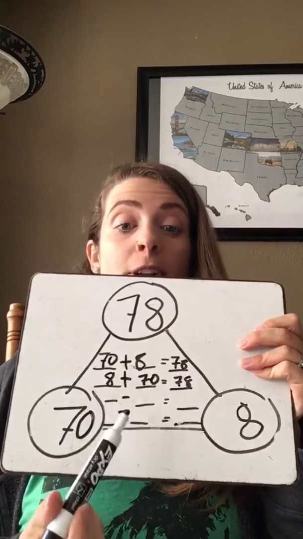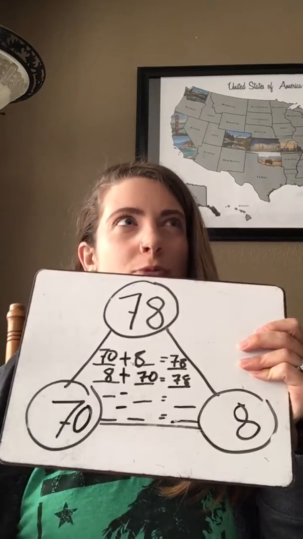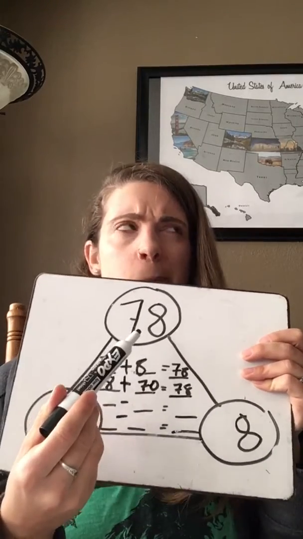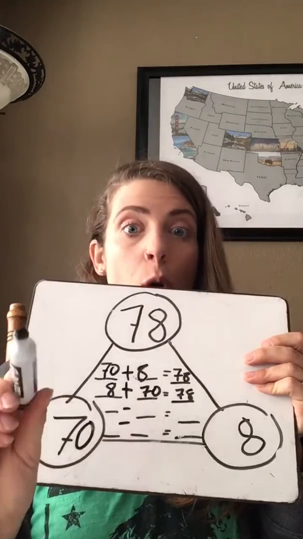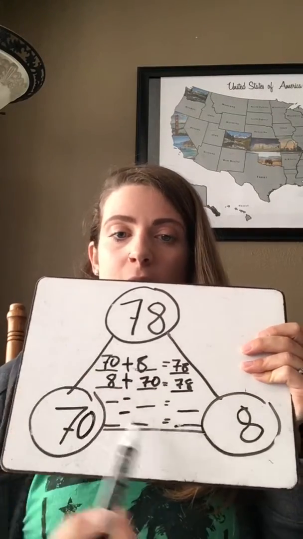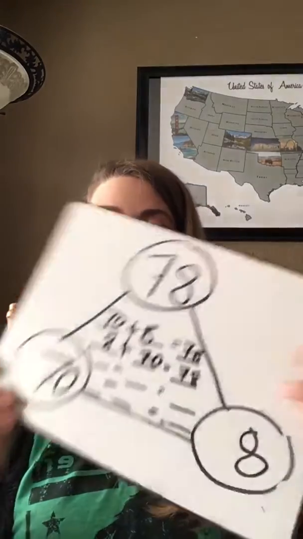All right, now we're gonna do some takeaway sentences, some subtraction. Now, do you remember when we're doing subtraction, what number do we start with? The parts or the whole? We start with the whole. So we're gonna start with 78, and we can go either way. We can go this way in a circle, or we can go this way in a circle. It doesn't matter, but we're always gonna start with our whole to write a subtraction sentence.